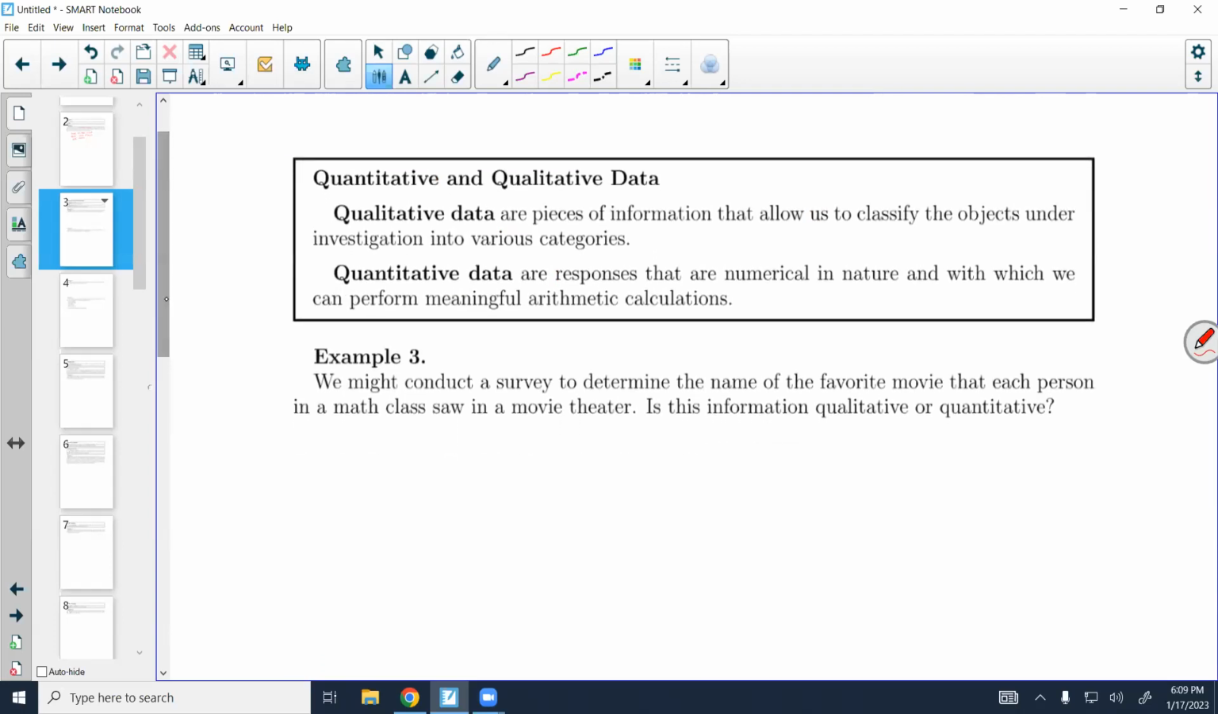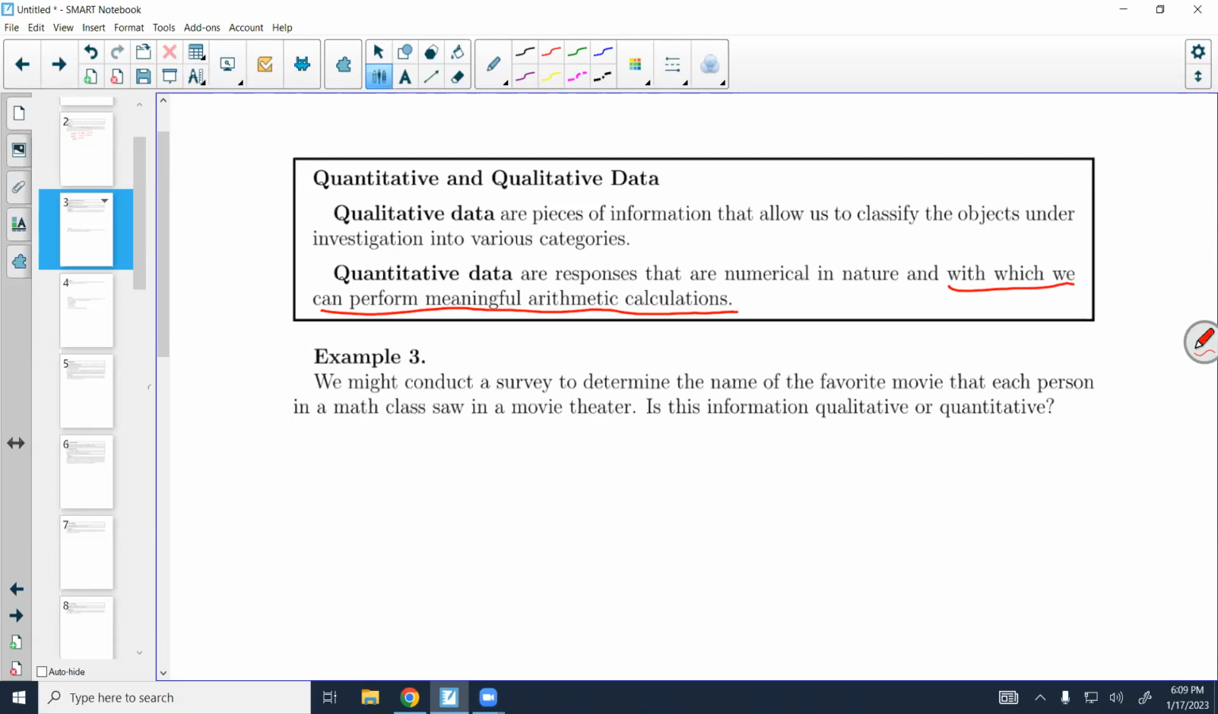And now we look at two different types of data. Qualitative data are pieces of information that allow us to classify objects under investigation into various categories. Quantitative data are responses that are numerical in nature and with which we can perform meaningful arithmetic calculations. This part is very important.